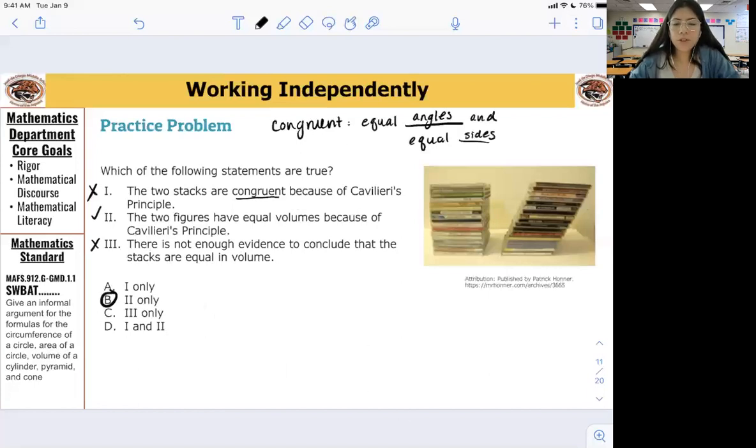So I had 2 students who chose B, but we were also divided among all the others, so got to be pretty careful with that. Questions on this one? All right.